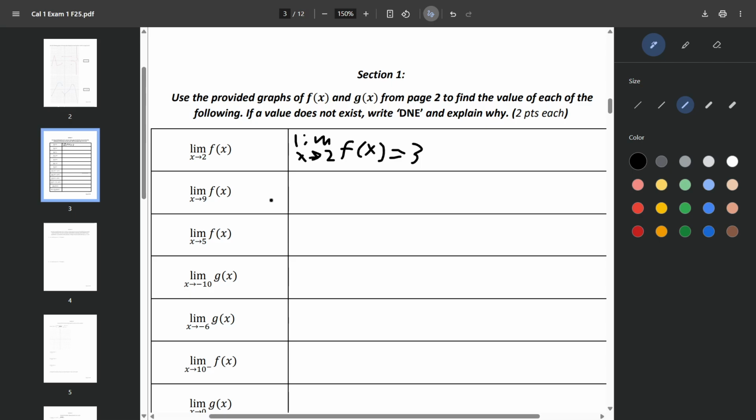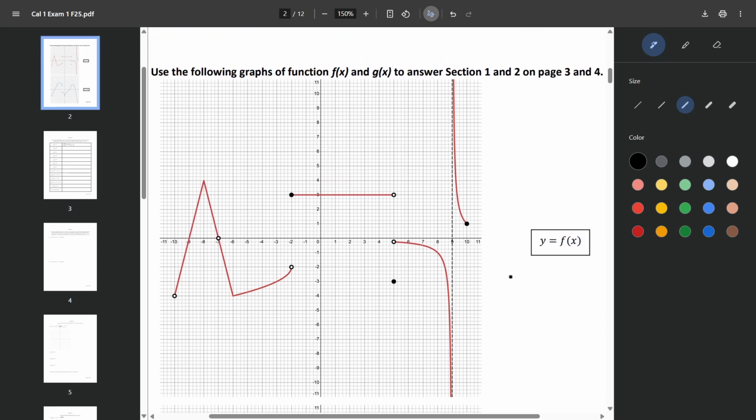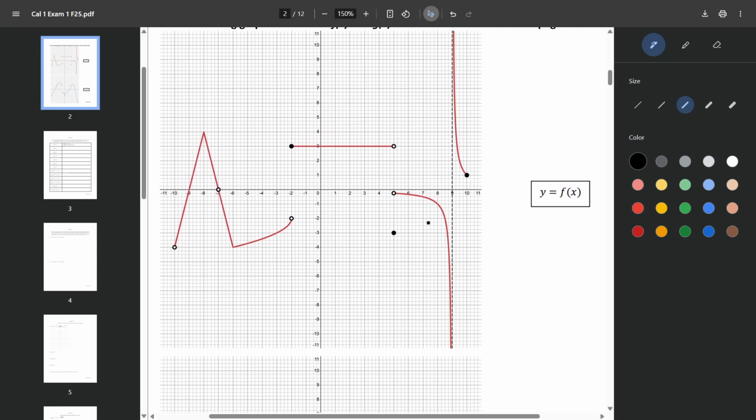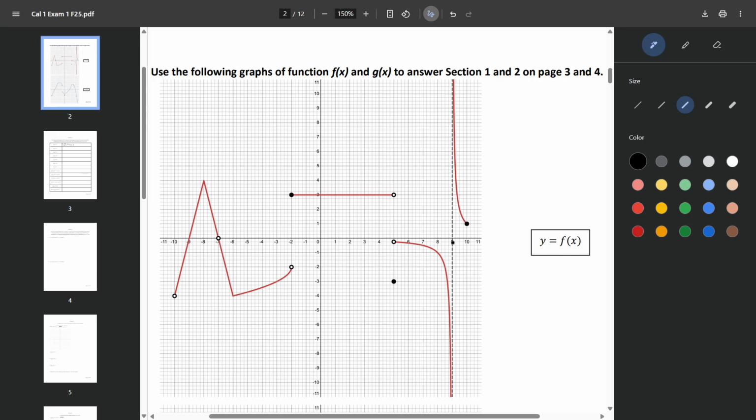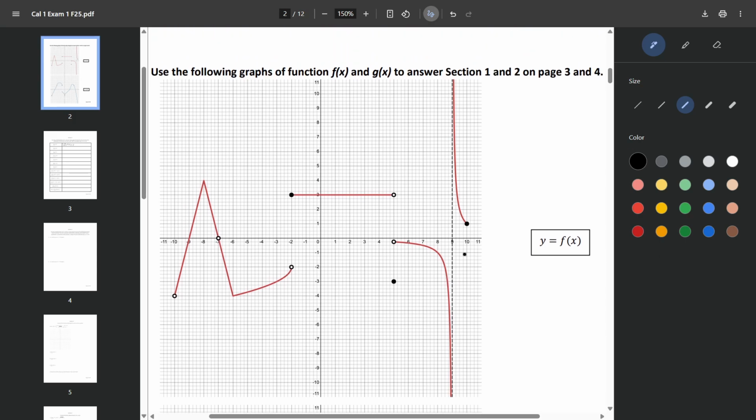For our next question, it is limit of x approaching 9 of f of x. So we will go to f of x, and as we can see, at x equals 9 the behavior is different from both sides. From the left side, when x is approaching 9, it's going to negative infinity, whilst when x is approaching 9 from the right side, it is going to positive infinity.